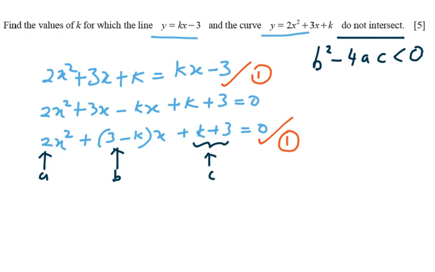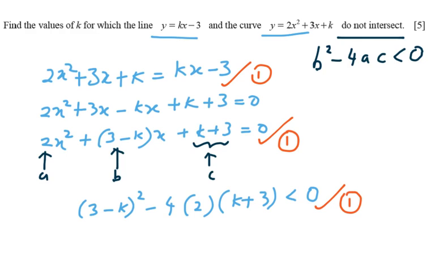Now, since we know that this is related to the discriminant value, we put all the a, b, c values in the discriminant formula, where you will get (3 minus k) squared minus 4ac less than 0. Any attempt at using the discriminant value will allow you to get another 1 mark.